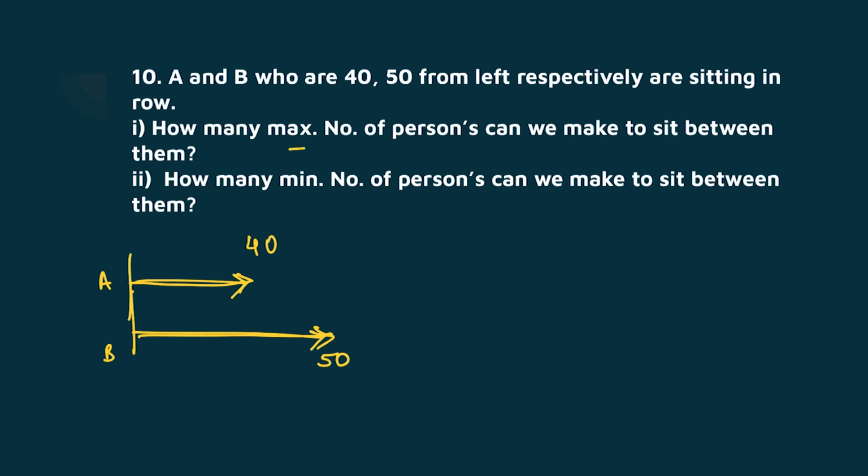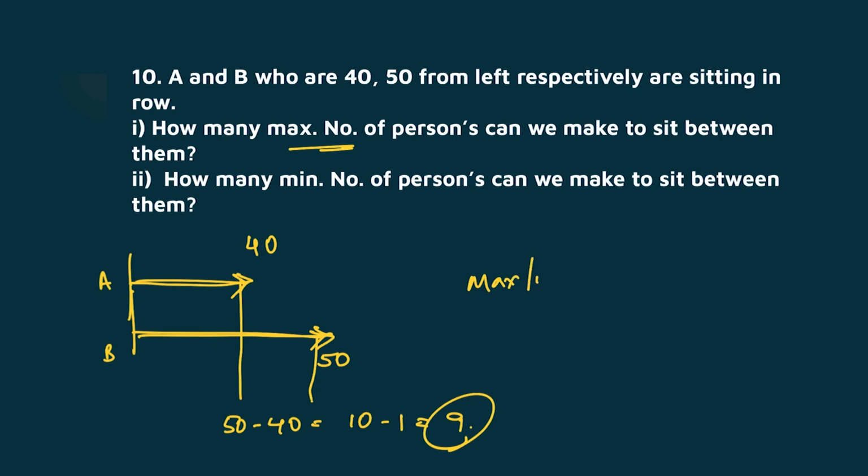And how many maximum number of persons can we make to sit between them? This is the question. So the maximum number of persons: 50 minus 40 is equal to 10, minus 1, which is equal to 9. Therefore, this 9 becomes both the maximum and minimum because both are counted from left. So the maximum or minimum number of persons that we can make to sit in between them is 9.